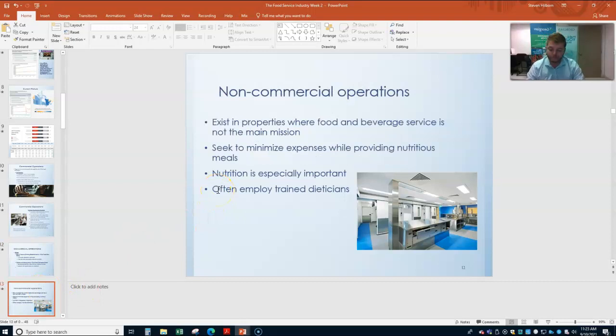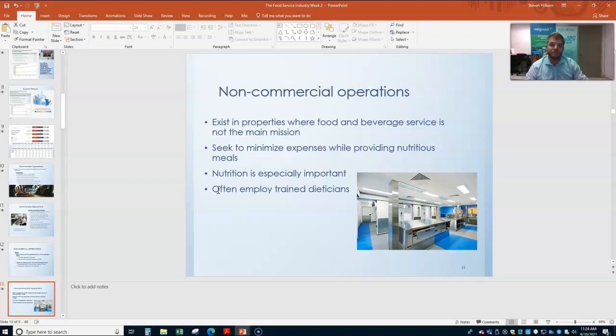And then it comes to non-commercial operations. So if the idea of a commercial operation is to maximize their profit through food and beverage, a non-commercial operation exists in properties where food and beverage service is mostly mandatory, but not the main mission. Think about a cafeteria in a high school. They charge for their food, they like to make money, but if they're not making money, it's very unlikely that they would get rid of the cafeteria because it serves a purpose: feeding the students to ensure that they are able to learn.